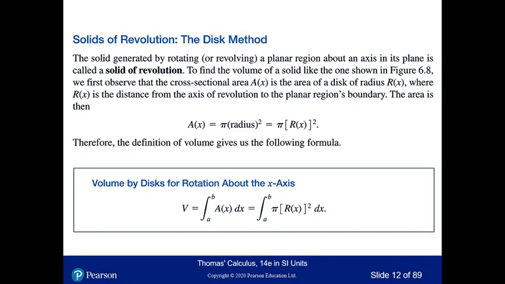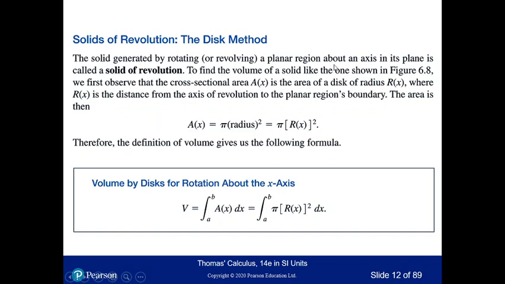And how would you find it? Again, first of all, we have to find out the cross-sectional area A of x. But this cross-sectional area is special because it's going to be a disk, since we are rotating a region. Because if you rotate a region 360 degrees, you get a disk. And therefore it's easier. So solids of revolution are easier to imagine.